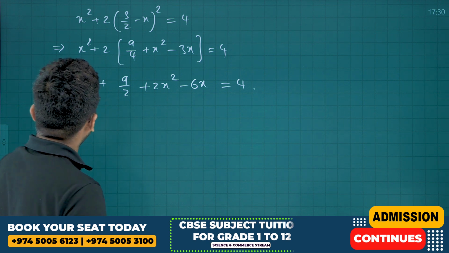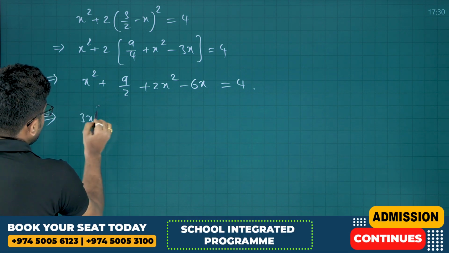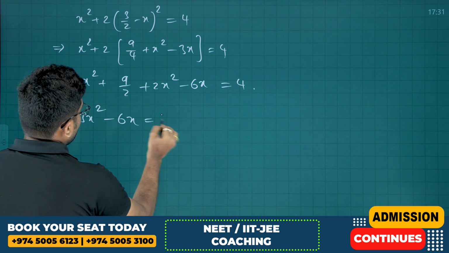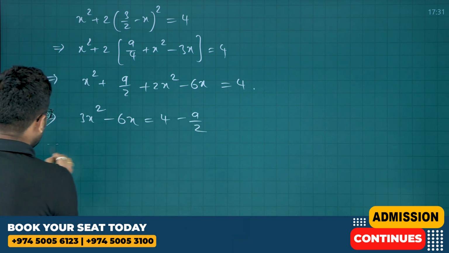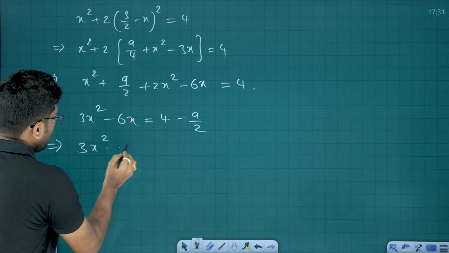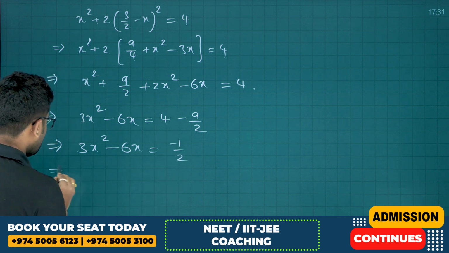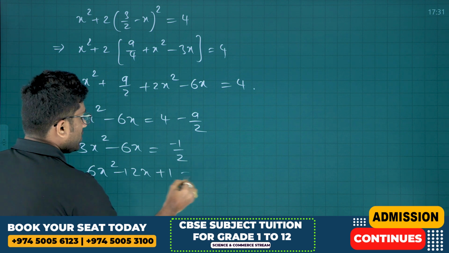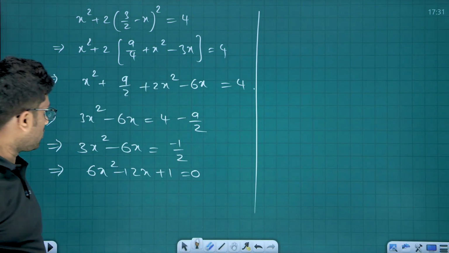9 by 4. Okay. x square plus 2x square is 3x square, minus 6x is equal to 4 minus 9 by 2. What is 4 minus 9 by 2? So 3x square minus 6x is equal to minus 1 by 2. So 2 3s are 6x square minus 12x plus 1 is equal to 0. The equation is 6x square minus 12x plus 1 is equal to 0.